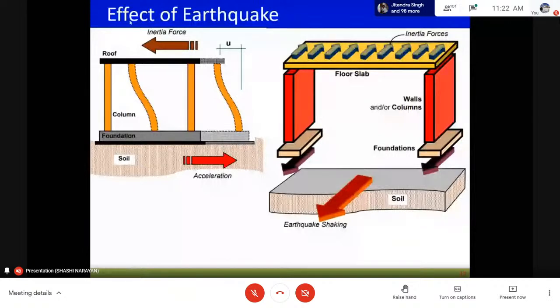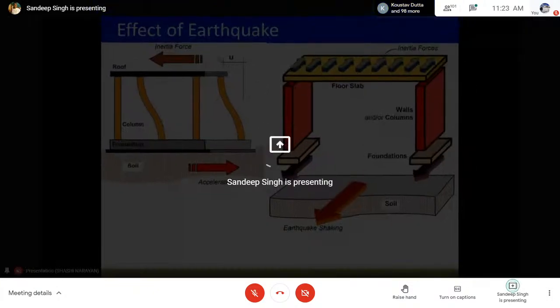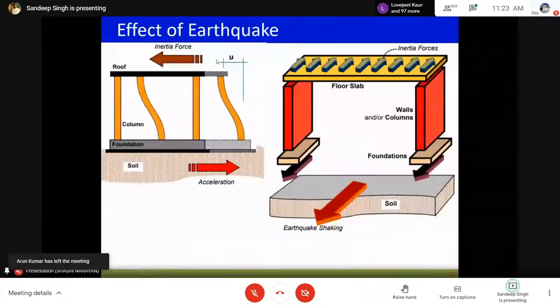So with that, there will be some differential displacement, that is, there will be a displacement between the roof and the foundation, and this will result in an inertial force. That is, the roof will now try to come into its mean position, that is, it will try to make the columns straight. So there will be an external inertial force acting, and that is the force which needs to be resisted.